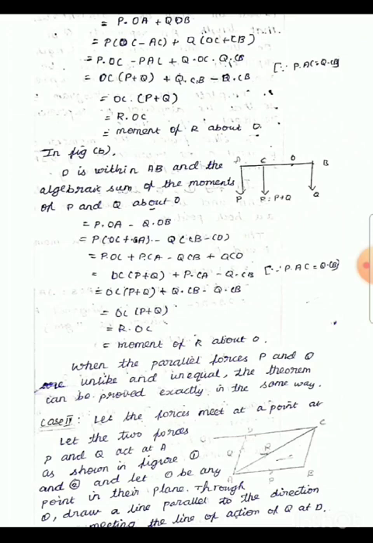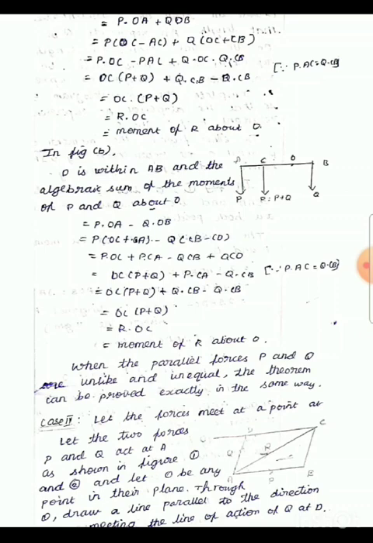When the parallel forces P and Q are unlike and unequal, the theorem can be proved in exactly the same way. Next, case 2. Here we assume the forces meet at the point A. Let the forces P and Q be as shown in figures 1 and 2, and let O be any point in the plane.